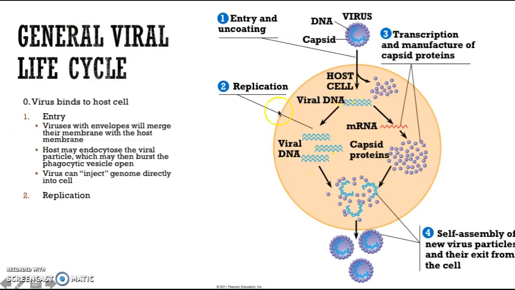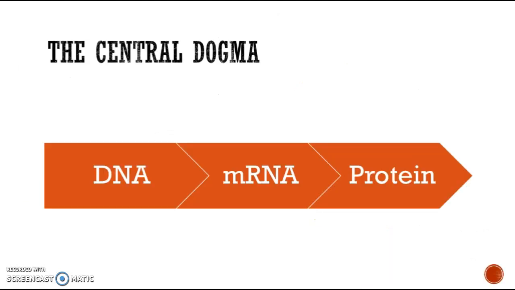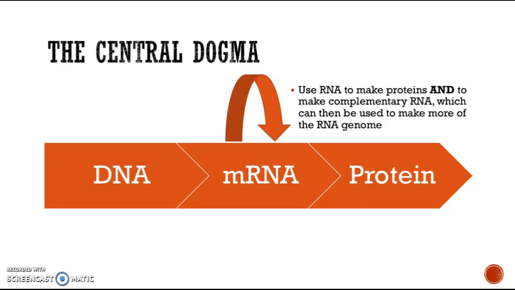At that point, two things are going to happen. That viral genetic information is going to need to make more of the viral genome, and it has to be transcribed and translated. So let's talk a second about our central dogma. We should know this pretty well, right? DNA to mRNA to protein. We know this, right? Right? Oh, Lordy. Okay. However, viruses are a little bit weird.